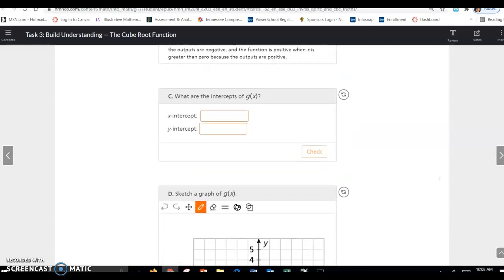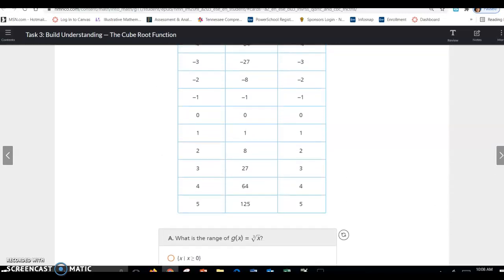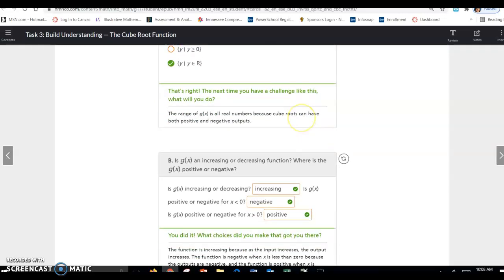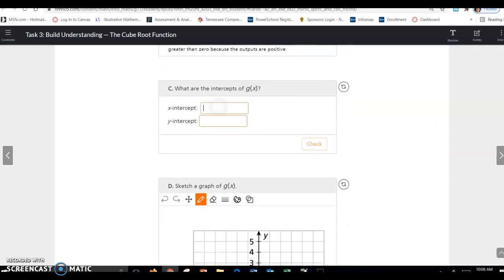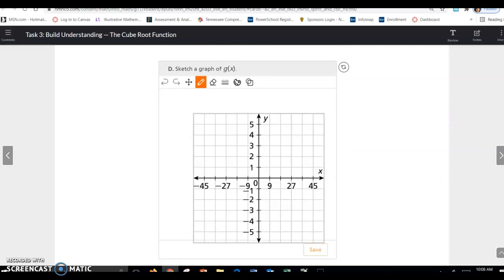All right, what are the intercepts? The intercepts are 0 and 0 again. You can see when you input 0, you get 0 for both intercepts. All right, it says sketch the graph of g of x. g of x is the inverse of f of x.